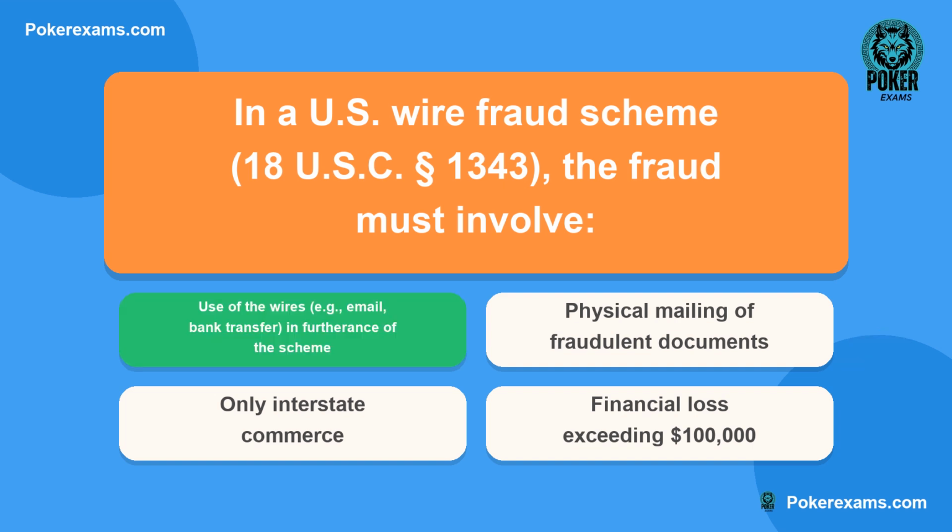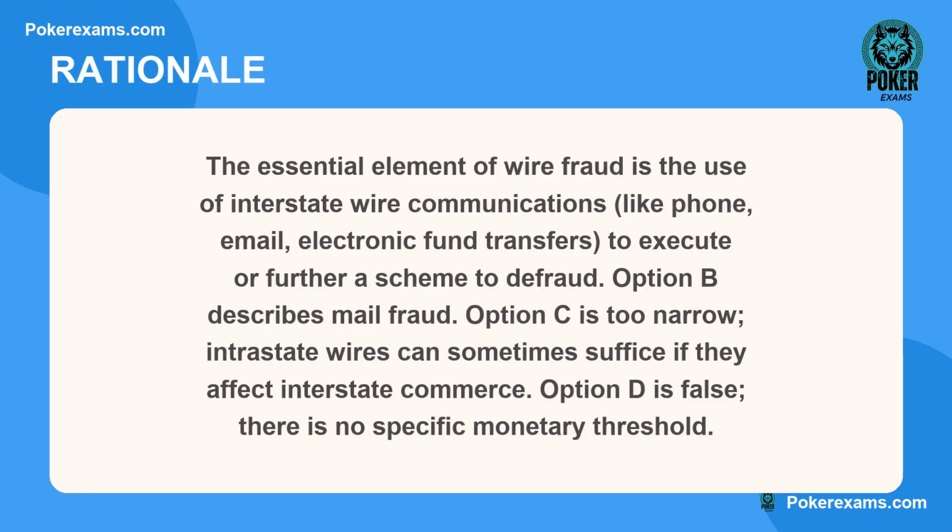The correct answer is A. Here is why. The essential element of wire fraud is the use of interstate wire communications, like phone, email, electronic fund transfers, to execute or further a scheme to defraud. Option B describes mail fraud. Option C is too narrow. Interstate wires can sometimes suffice if they affect interstate commerce. Option D is false. There is no specific monetary threshold.